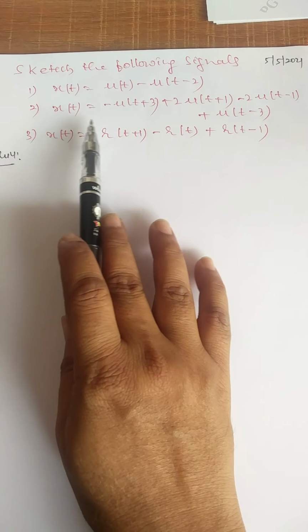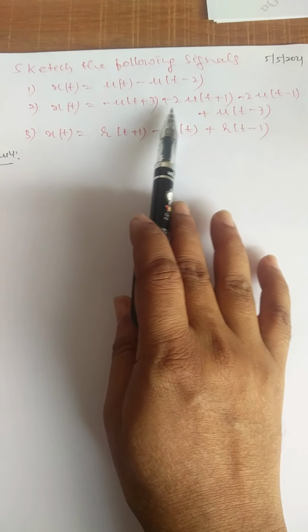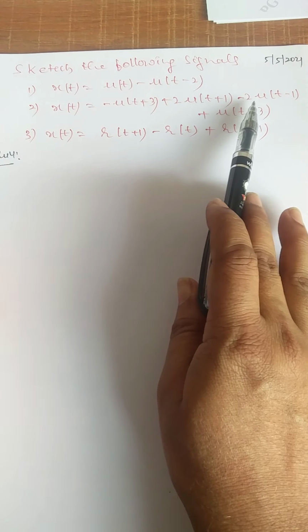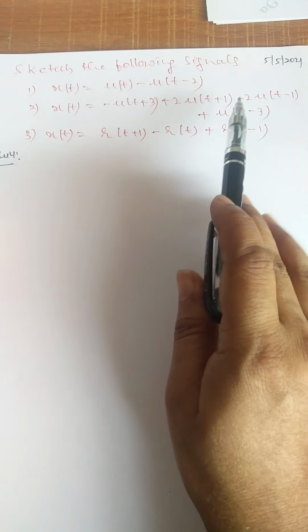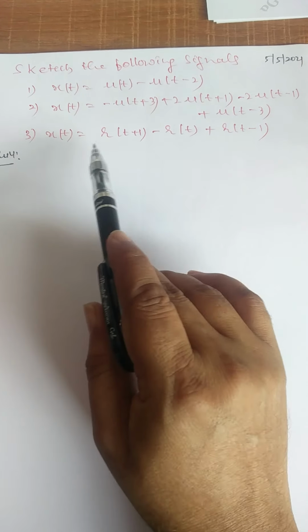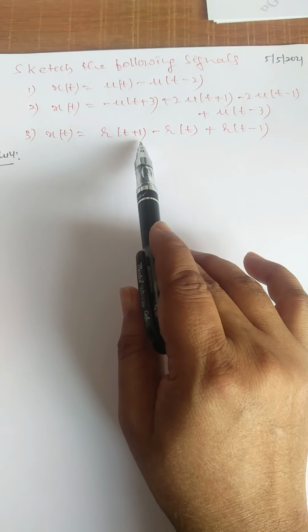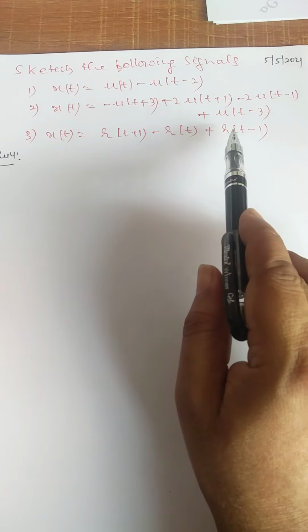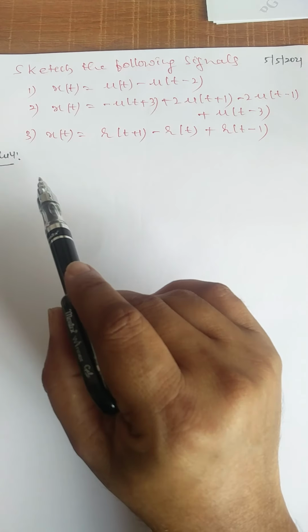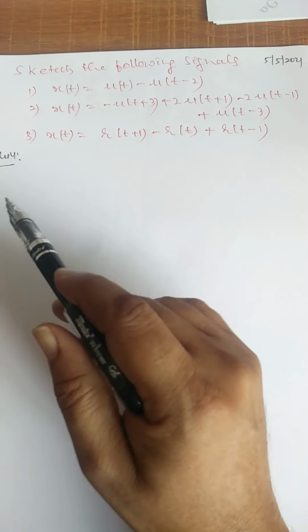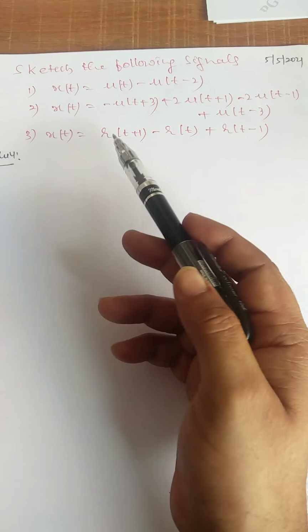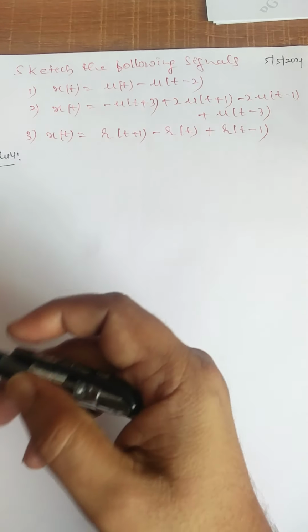Second one is x of t is equal to minus of u of t plus 3 plus 2 into u of t plus 1 minus 2 into u of t minus 1 plus u of t minus 3. Third one is x of t is equal to r of t plus 1 minus r of t plus r of t minus 1. Here in these signals, shifting operation is there and addition operations are there.